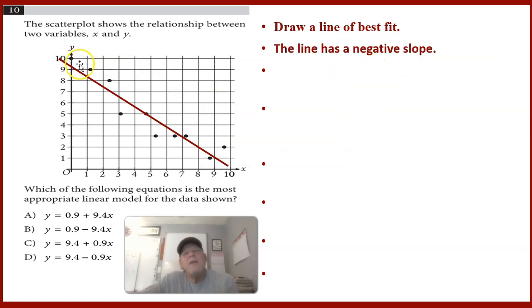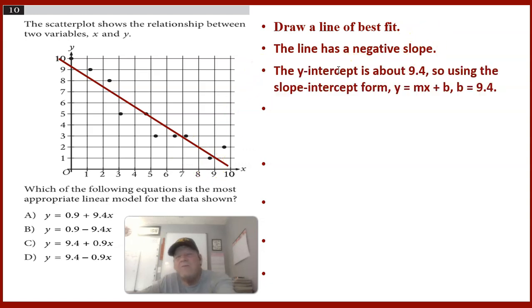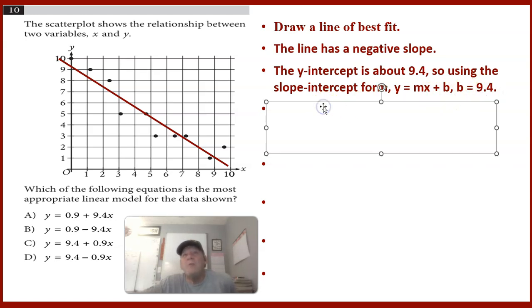This line is going down from left to right, which means it's going to have a negative slope. If it has a negative slope, you need to think about the slope-intercept form and the y-intercept. Remember, the y-intercept is where it crosses the y-axis. It looks like it's just a little bit below 9.5, maybe 9.4. If you look at all the answers, there's a lot of 9.4s in there. So we're going to say, yeah, 9.4. The slope-intercept form is y equals mx plus b, and the b would be 9.4, which is the y-intercept.